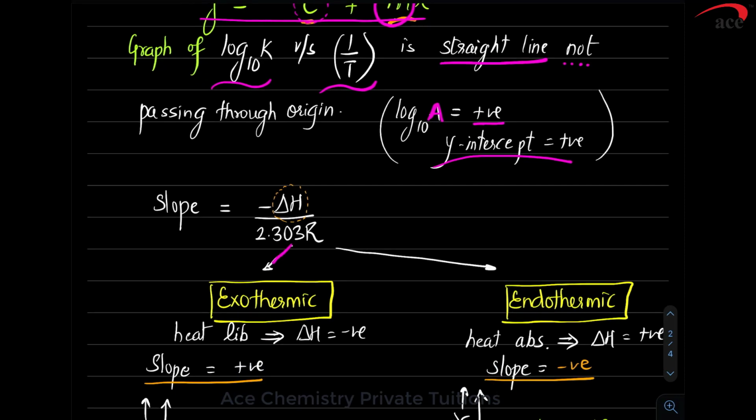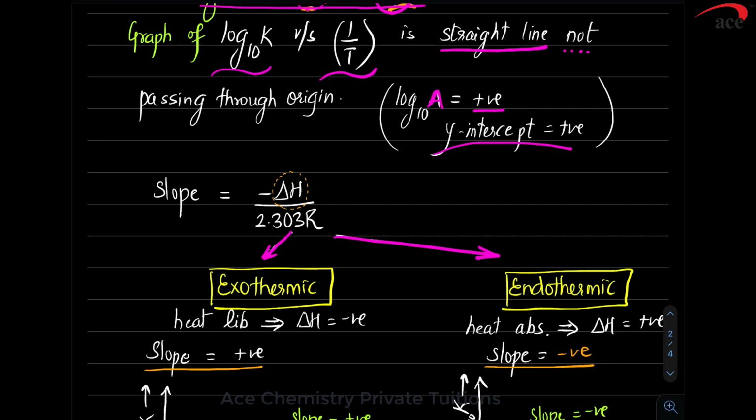We have two types of reactions: exothermic reactions and endothermic reactions. In an exothermic reaction, we are all aware heat is liberated, and the delta H value is negative. If you put delta H as negative, the entire answer will be positive, so the slope will be positive. In an endothermic reaction, we know heat is absorbed, so the delta H value is positive. If you substitute delta H as positive, then the slope will be negative. That means for the exothermic graph the slope will be positive, and for the endothermic graph the slope will be negative.